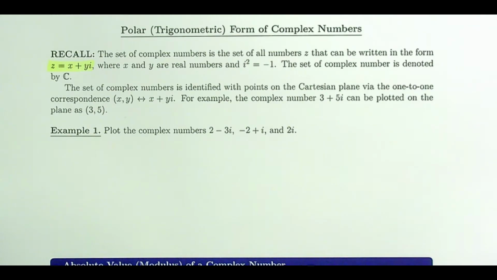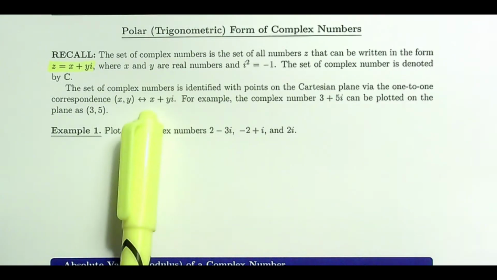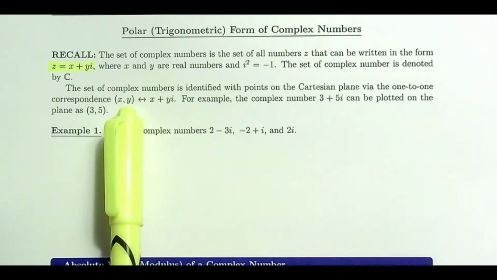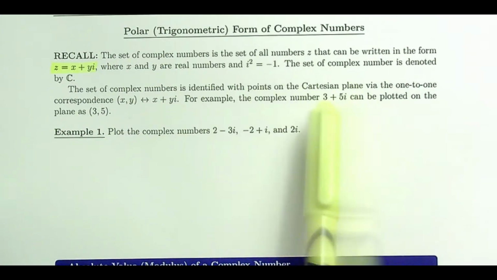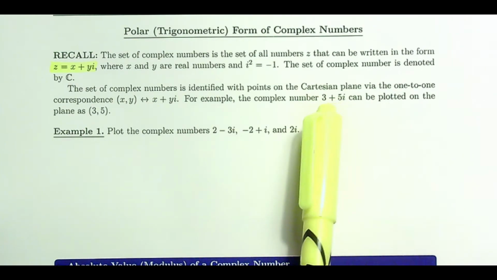The set of complex numbers, as you probably learned in college algebra, is identified with points in the Cartesian plane via this correspondence. So a complex number, x plus yi, you can think of it as exactly the same as a point on the plane, x comma y. So for example, the complex number 3 plus 5i, you can think of it as exactly the same as the point 3 comma 5.